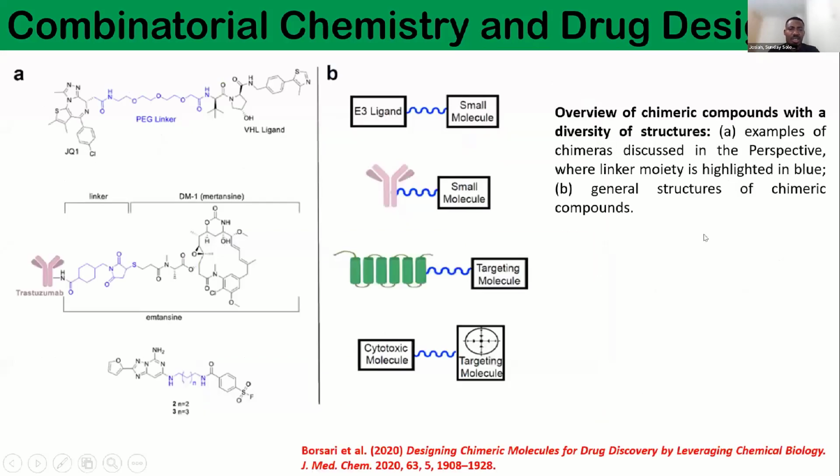And this is one of the papers I actually tried to look at, and this paper explains how they use chimeric compounds to apply this combinatorial chemistry. And here they use E3 ligand.